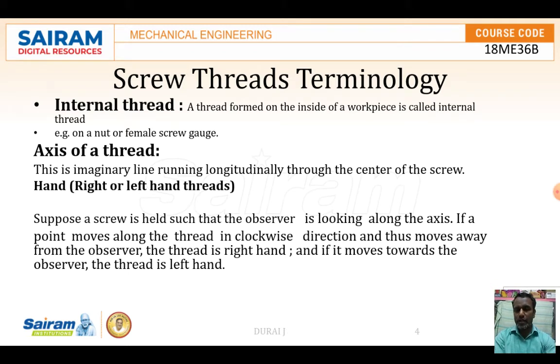Then comes the right and left hand threads. Okay, suppose the screw's helical grooving is made in the clockwise direction, that is the right hand thread. If the helical grooves are made in the left hand direction, sorry, the anti-clockwise direction, that is the left hand thread.